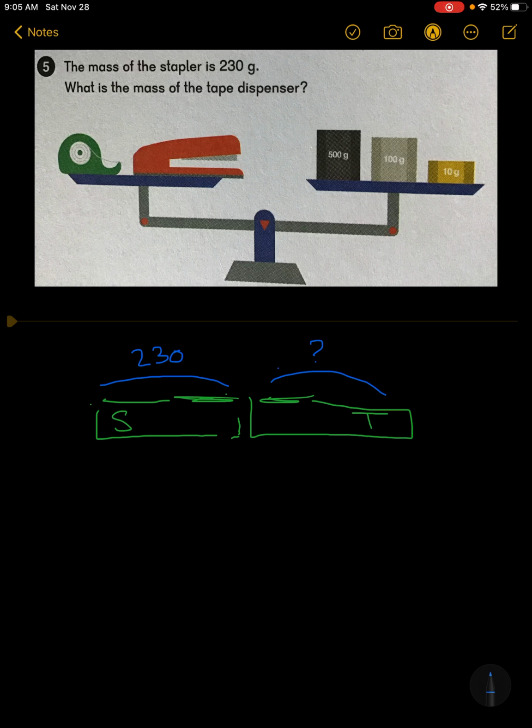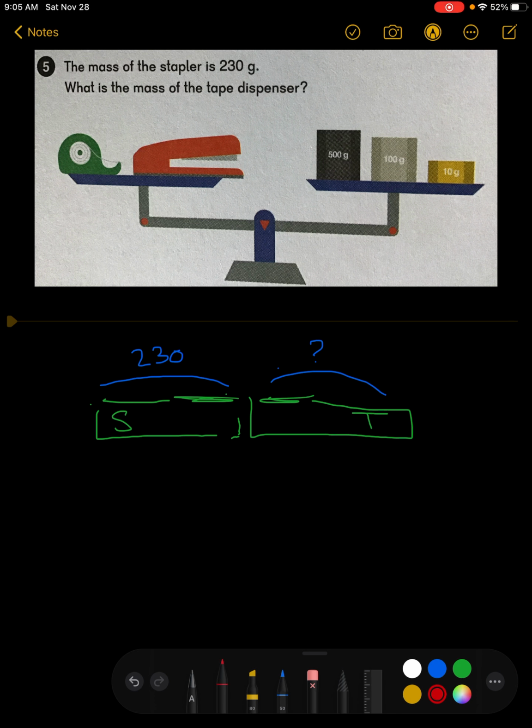Now the text itself does not tell us explicitly what the total is for the two, but the picture does. If we're looking at the scale, we can see the tape dispenser and the stapler are on one side, and on the opposite side, we have a series of weights that represent different gram amounts. And we can see that they're balanced, which means that they're weighing the same amount. We need to figure out how much that total is.